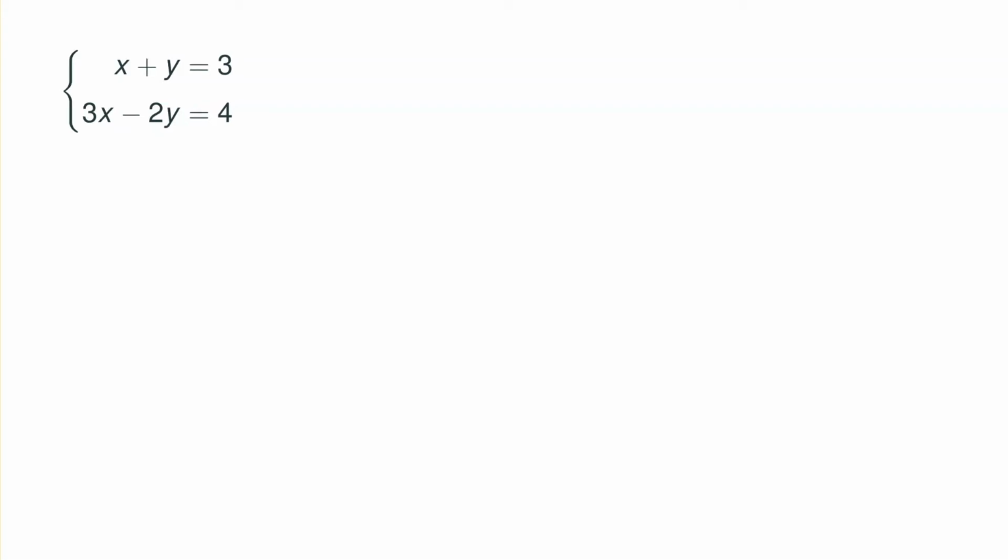So we're solving using matrix, which means we're using Gaussian elimination. So first we need to write this as a matrix first. 1, 3, 1, -2, 3, 4.